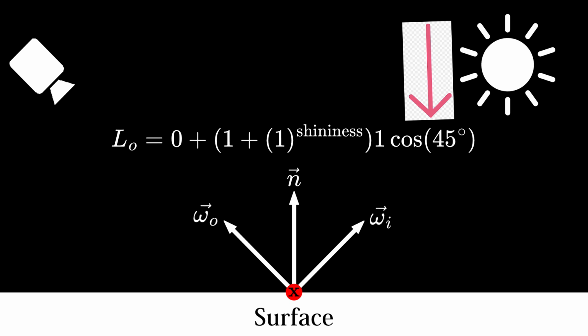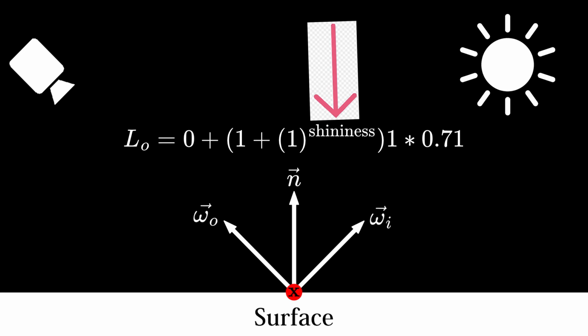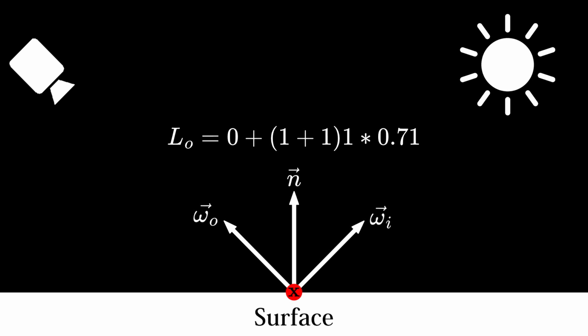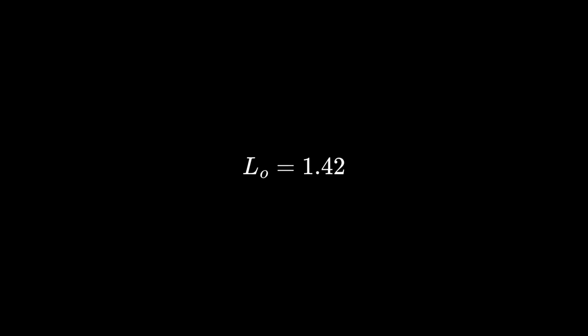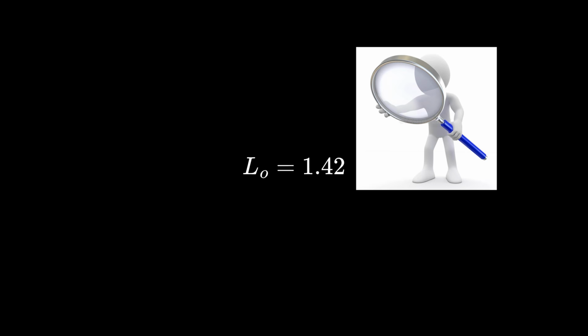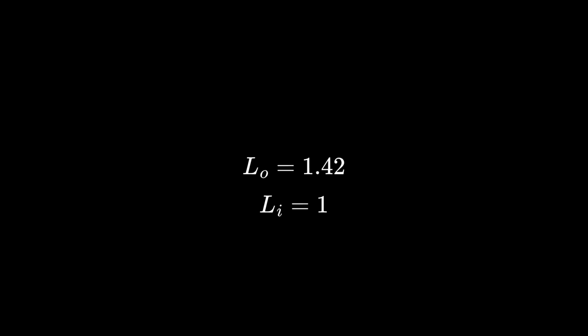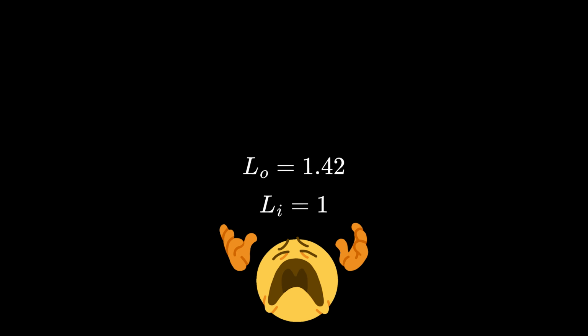The cosine of the incident angle is about 0.71, and the shininess doesn't matter because 1 to any power is 1. This reduces pretty simply, and we see that the outputted light is 1.42, which is greater than the incoming light received of 1. Aww.